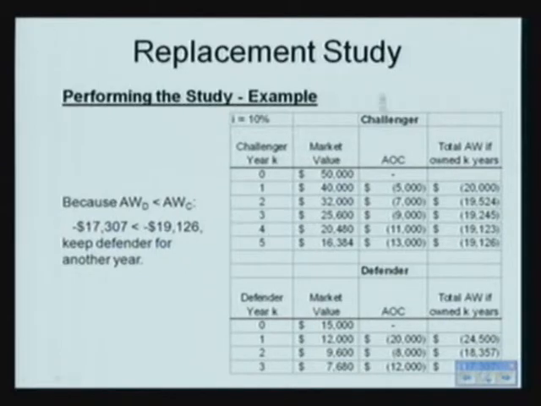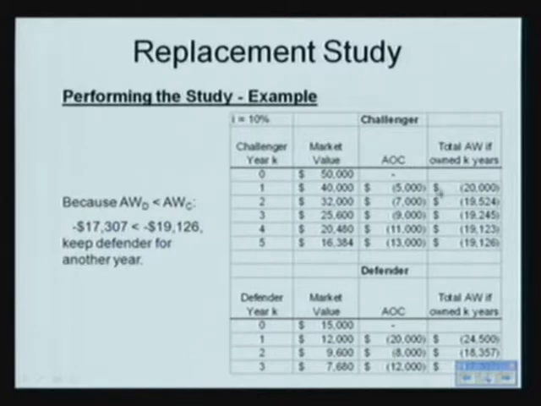I've got a challenger and a defender. The challenger is a new manufacturing process I'm considering bringing in. Its initial cost is $50,000. The market value after 1 year is $40,000, after 2 years $32,000, et cetera. I also list several annual operating costs. For the first year it's $5,000, second year it's $7,000, et cetera.